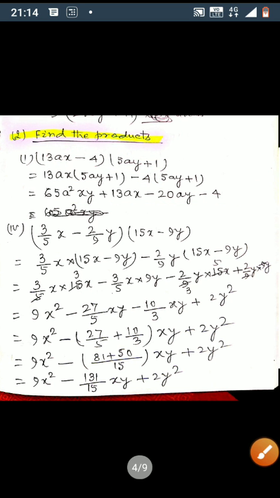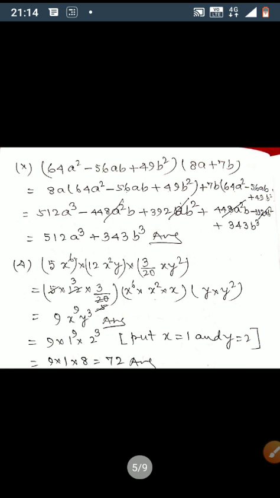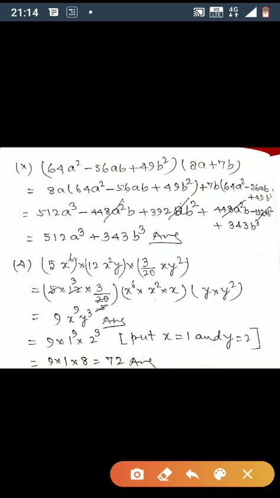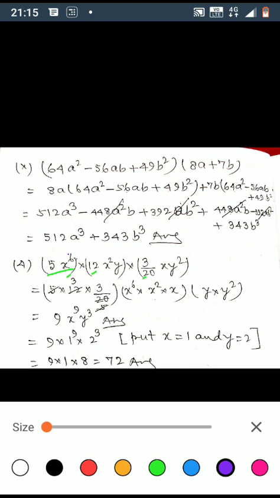Now question number 4. Express 5x raised to the power 6 multiplied by 12x square y multiplied by 3 by 20 xy square as a monomial, and then evaluate it for x equal to 1 and y equal to 2. First of all, find the product of the monomials. First of all, find the product of numerical coefficients. So 5 multiplied by 12 multiplied by 3 by 20. Now x raised to the power 6 multiplied by x square multiplied by x common bracket y multiplied by y square.